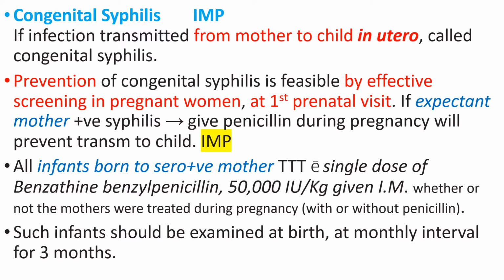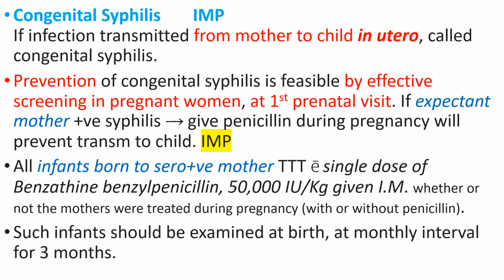Congenital syphilis. It is important. If infection is transmitted from mother to child in utero, it is called congenital syphilis. Prevention of congenital syphilis is feasible by effective screening of pregnant women at the first prenatal visit. If the expectant mother is positive for syphilis, giving penicillin during pregnancy will prevent transmission to the child.